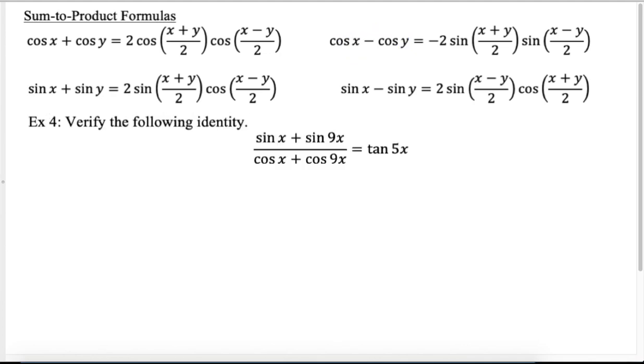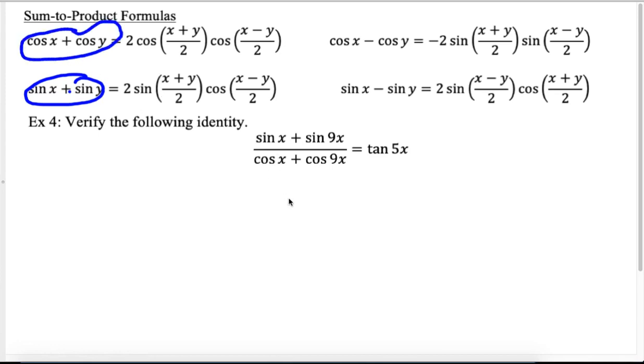One final example. Let's practice verifying an identity. Okay, so here, in my numerator and denominator, I'm adding trig functions together. Ultimately, this is supposed to just equal the tangent of 5x. So what we can do is use our sum to product formulas. Okay, so the numerator is a sine plus sine, so that's going to be this formula, and then the denominator is a cosine plus a cosine, so that'll be this formula.